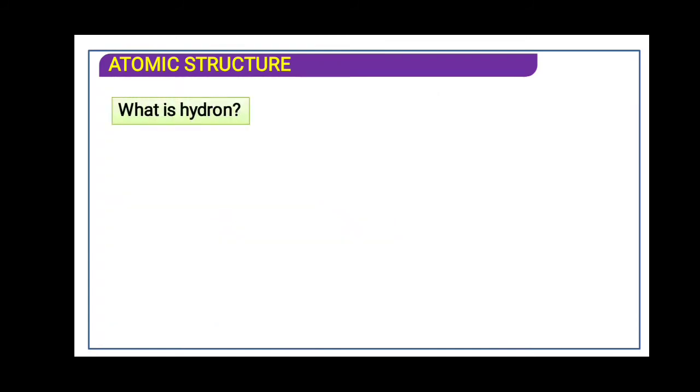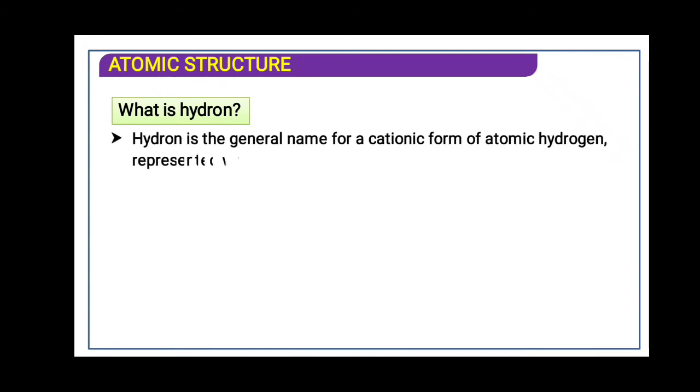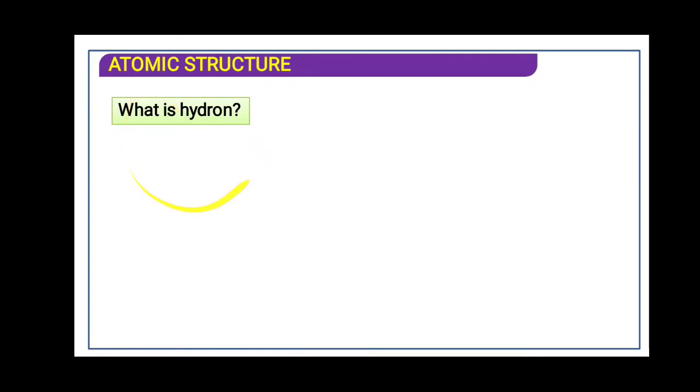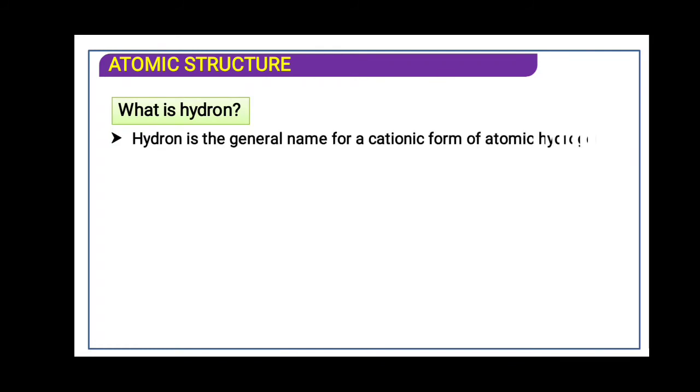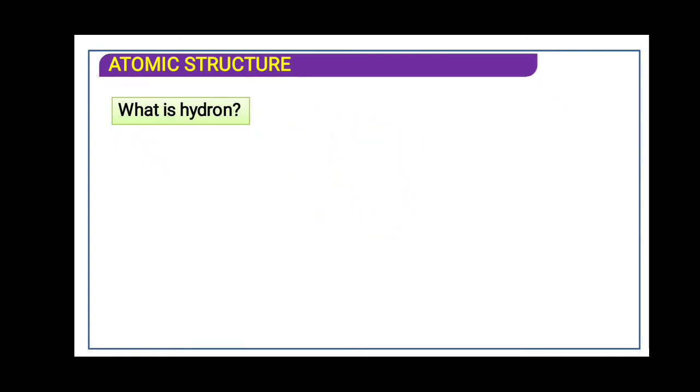What is hydron? Hydron is the general name for the cationic form of atomic hydrogen, which is not given in the textbook. Just from the knowledge point of view, remember carefully that hydron is the H plus ion. The H plus ion is said to be hydron. It is also said to be protium.